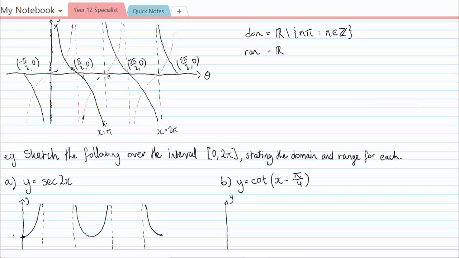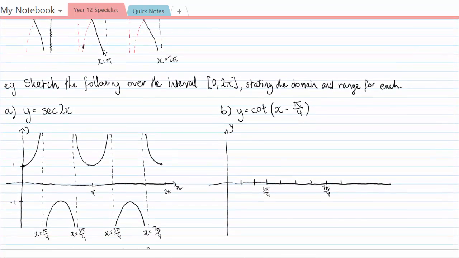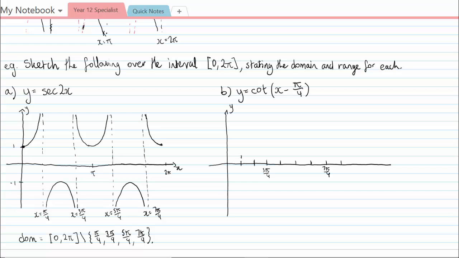And the asymptotes are also translated pi on 4 to the right. So those asymptotes were at pi and 2 pi and 0. So that's going to be at pi on 4. And then 5 pi on 4. That's all we'll have in that interval. And so then I can just kind of draw the shape of it.